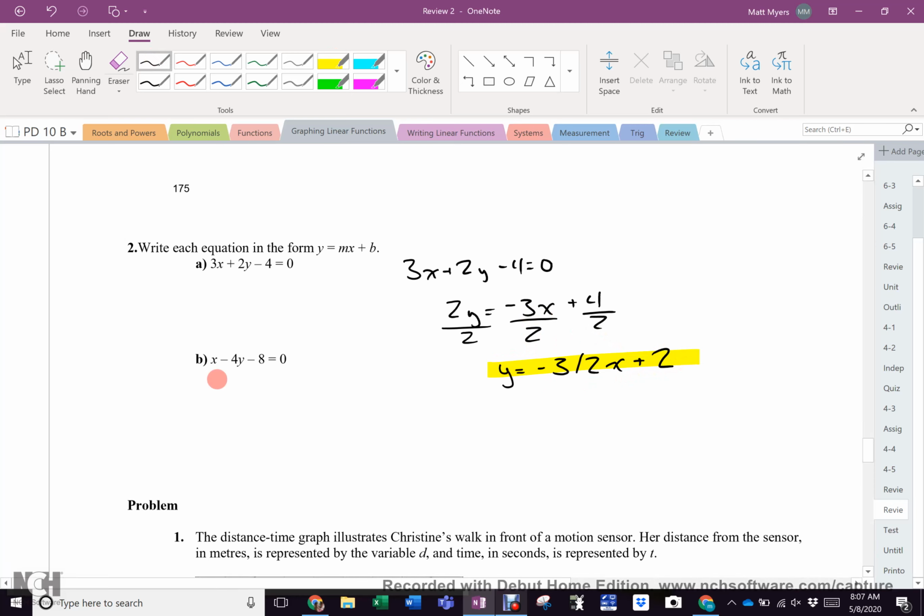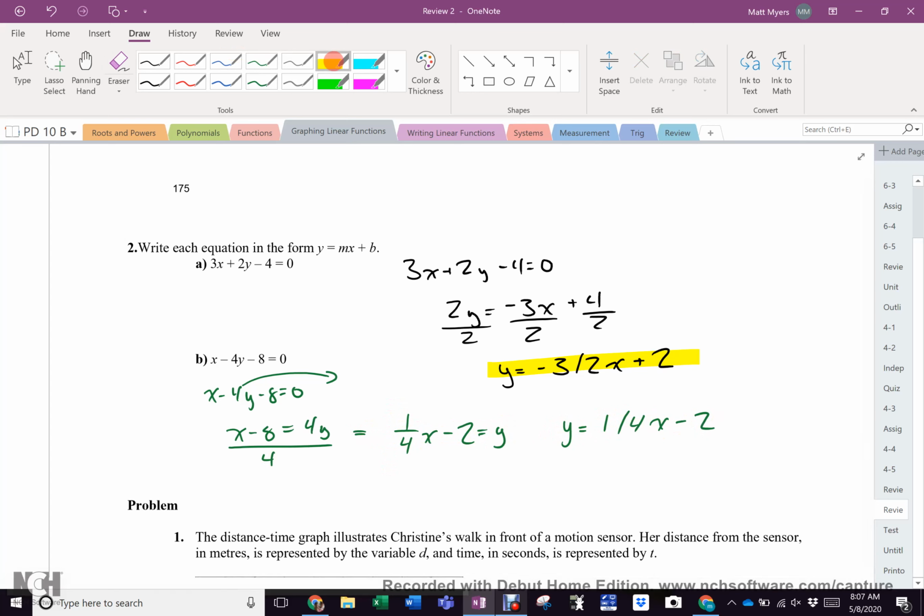And for this one, I'll change color. x minus 4y minus 8 equals 0. Isolate y. So I moved the y here. x minus 8 equaled 4y. Divide everything by 4. Well, I'll write it out the way we print it: 1/4 x minus 2 equals y. And then you would have needed to type y equals 1/4x minus 2.